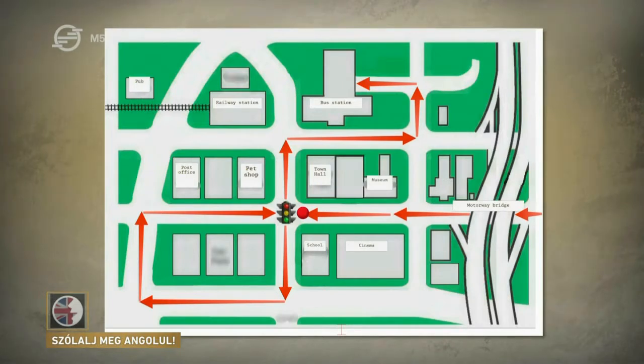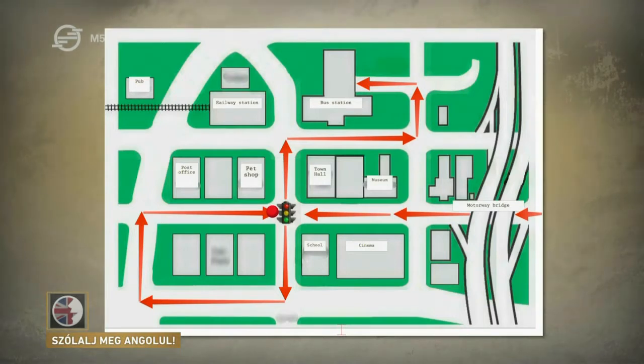When the lights turn green, the bus turns left at the traffic lights and then turns right at the first corner. The bus follows the road and then turns right at the next corner. The bus then drives to the next corner and turns right again. The bus drives past the post office and the pet shop on the left to the traffic lights and stops.